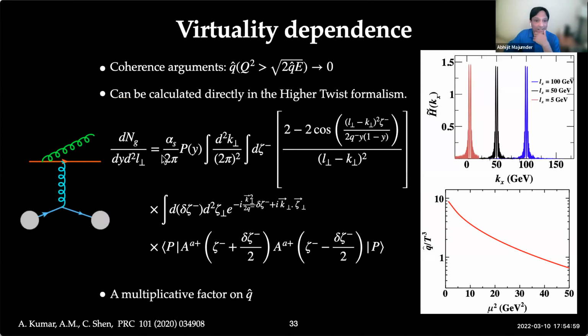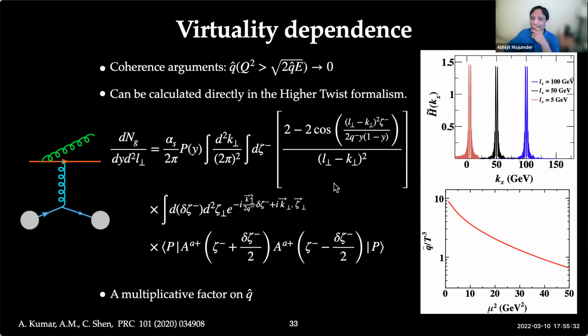It turns out the virtuality also plays a very important role. This was pointed out by a bunch of people. It's called coherence, which basically says that if the parton is very, very virtual, it's very small, and if it's very small, then the medium has a difficult time resolving it. And so at that point, the scattering with the medium should reduce. We've actually calculated this effect in the higher twist kernel.